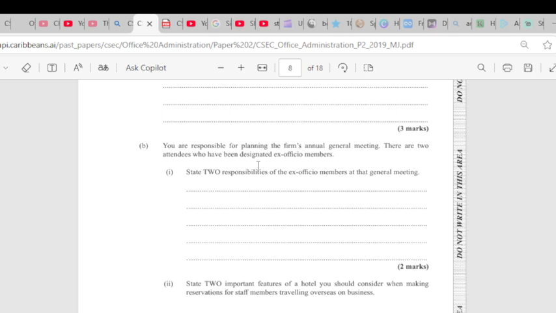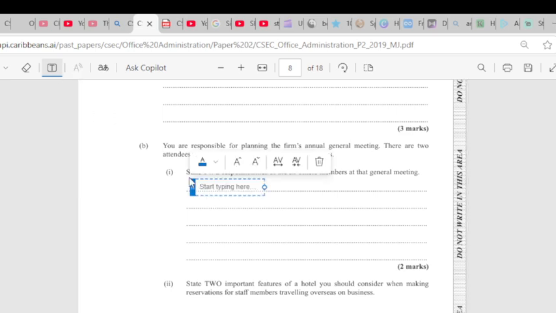So the first question on the list is that you are responsible for planning the firm's annual general meeting. There are two attendees who have been designated ex officio members. State the responsibility of the ex officio members at the general meeting. One of their major responsibilities is general counseling of new office recruits. That would be number one.